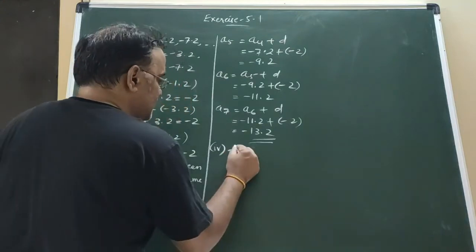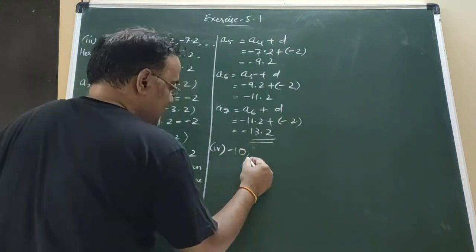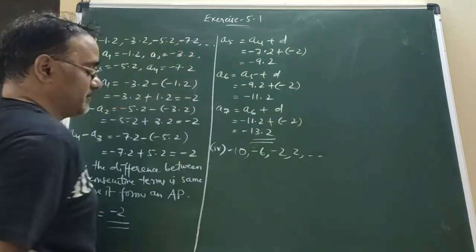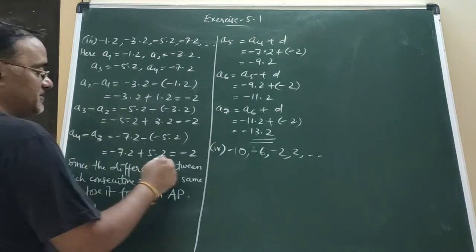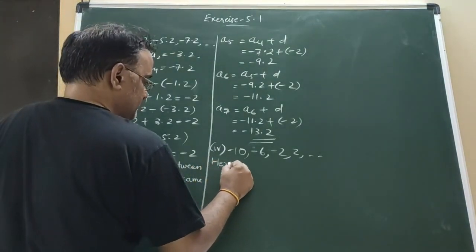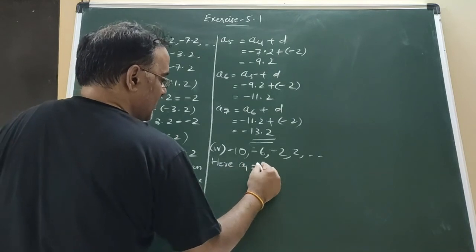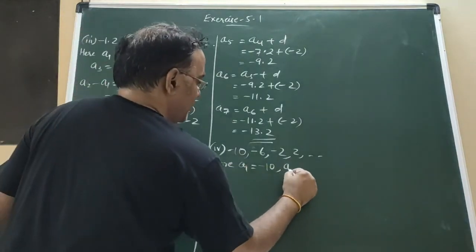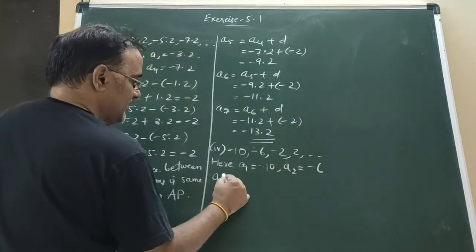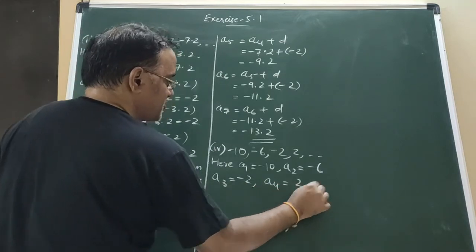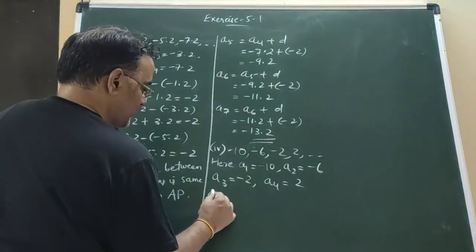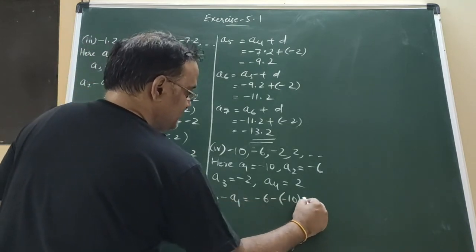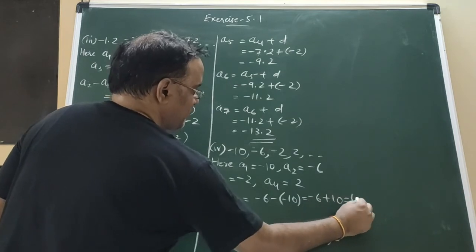Fourth bit is minus 10, minus 6, minus 2, 2, and so on. So here, what is the first term? A1 is minus 10, A2 is minus 6, A3 is minus 2, and A4 is 2. Right? Now we'll find A2 minus A1 first. Minus 6 minus of minus 10. So minus 6 plus 10 will be 4.